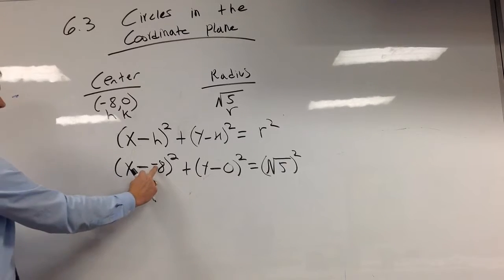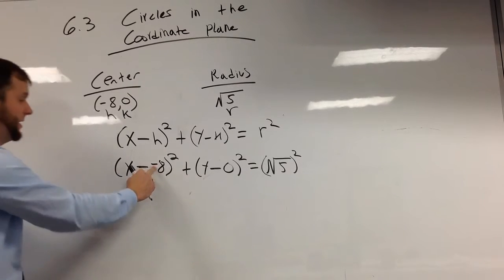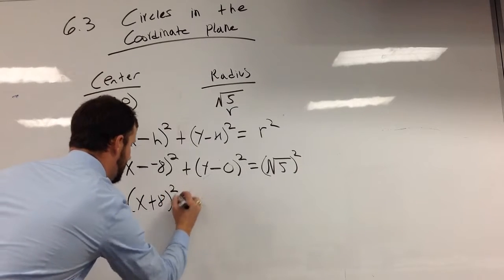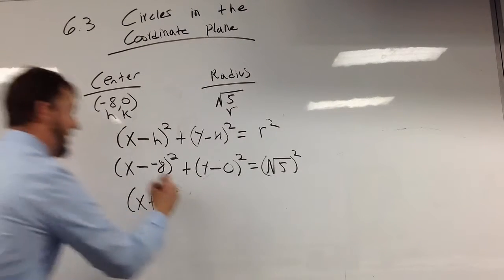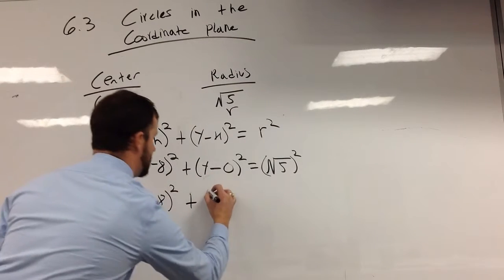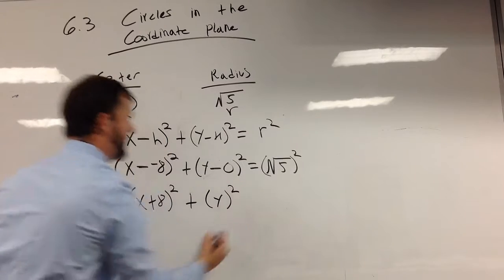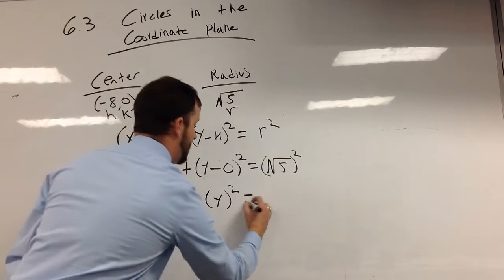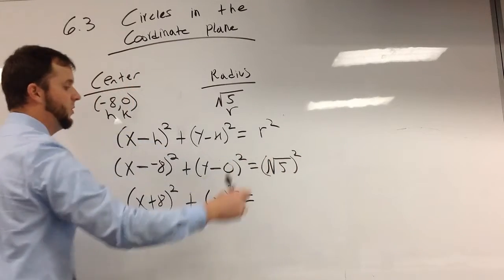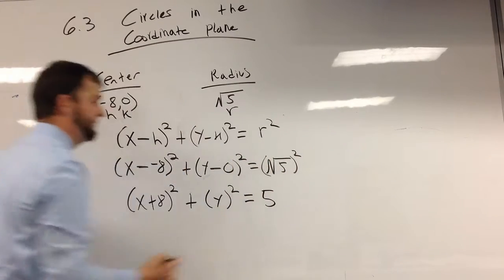So everybody knows the double negative here is going to turn into plus. So my equation is going to be x plus 8 squared plus, do I even have to put the minus? No, I don't. So I can do y squared is equal to, and everybody knows the opposite of a square root symbol is squaring it, so I'm just going to take away that. So I'm going to have 5.